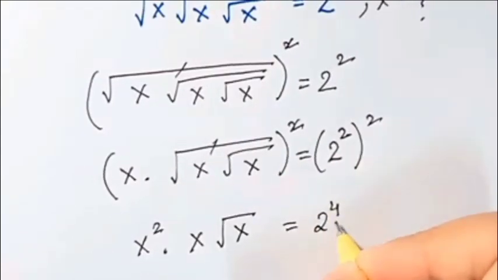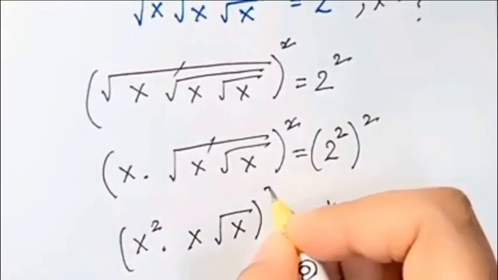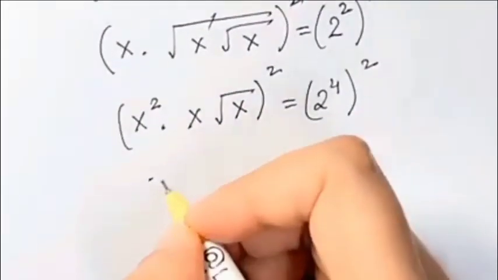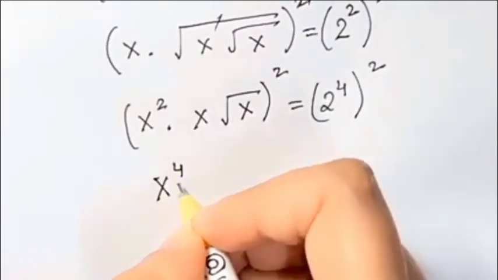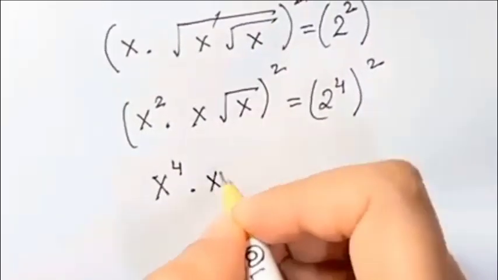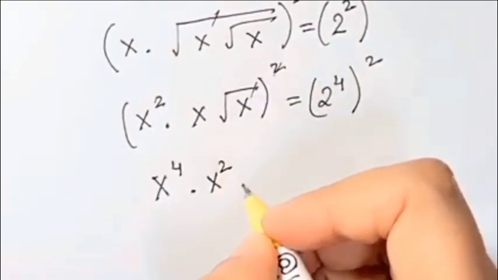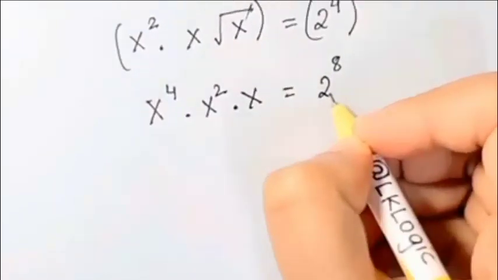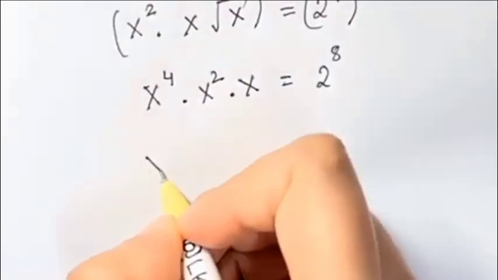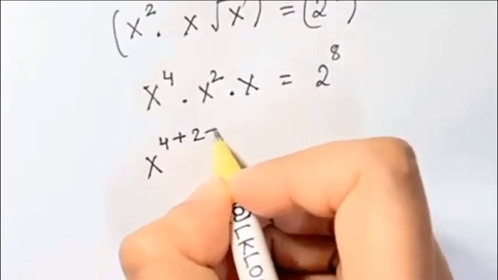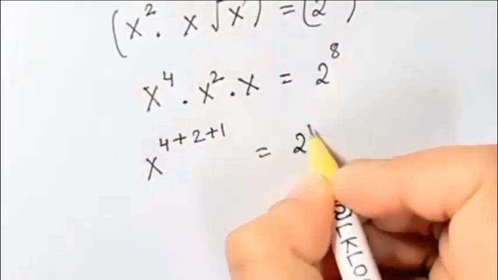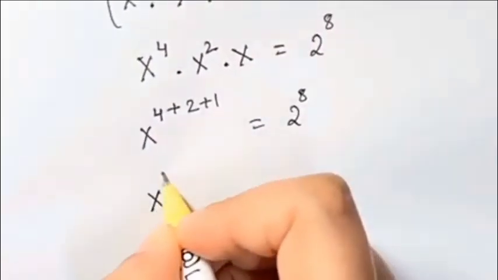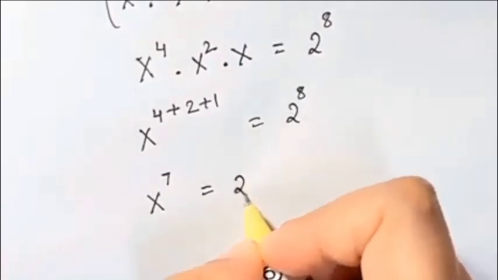of 4. Now I'm going to square again, so that will be equal to x to the power of 4 times x squared, and this root and square gets cancelled, so you're left with x is equal to 2 to the power of 8. Then when I have same bases in this multiplication, I'll just add up the powers. 4 plus 2 plus 1 is 7, and that's x to the power of 7 is equal to 2 to the power of 8.